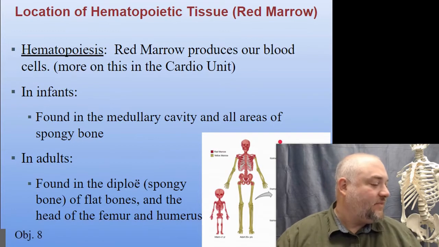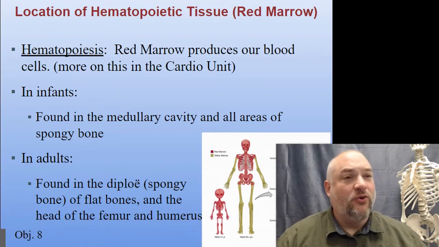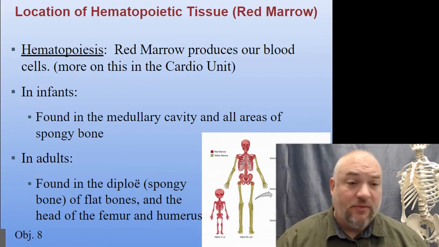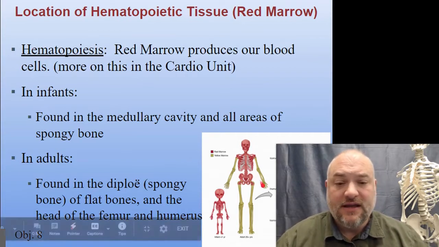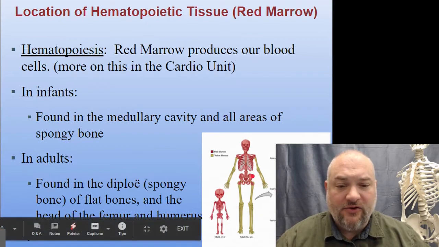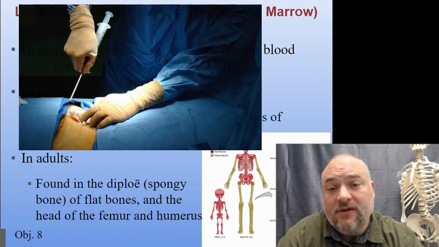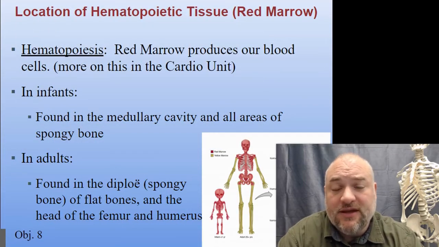So if you ever go in to donate bone marrow for somebody who needs a bone marrow transplant, or if you need a bone marrow transplant, they can go in right here. They often go into the hip, and they can take out a sample of your bone marrow from the hip, the red bone marrow, so that they can transplant it into somebody else to help them make new blood cells.